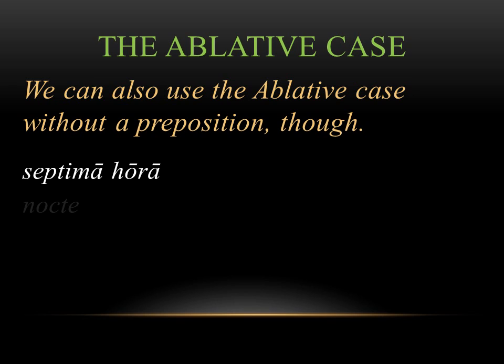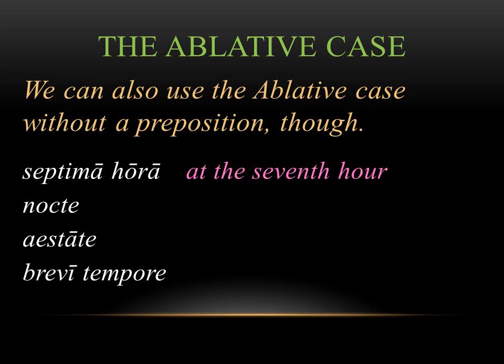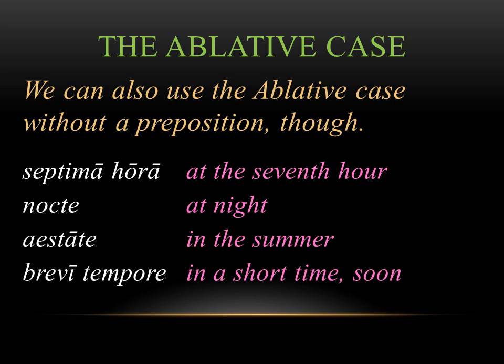So for instance, let's look at these examples. We have septima hora, nocte, aestate, and brevi tempore. All four of these include nouns in the ablative case. Septima hora means at the seventh hour, and look how we translated it: at. Nocte means at night, aestate means in the summer, and brevi tempore means in a short time or soon. Now you'll notice all four of these have the ablative endings. There's a long A, which is first declension, and then there's the E, which is third declension ablative. And again, notice how we're translating it: at the seventh hour, at night, in the summer, and in a short time.